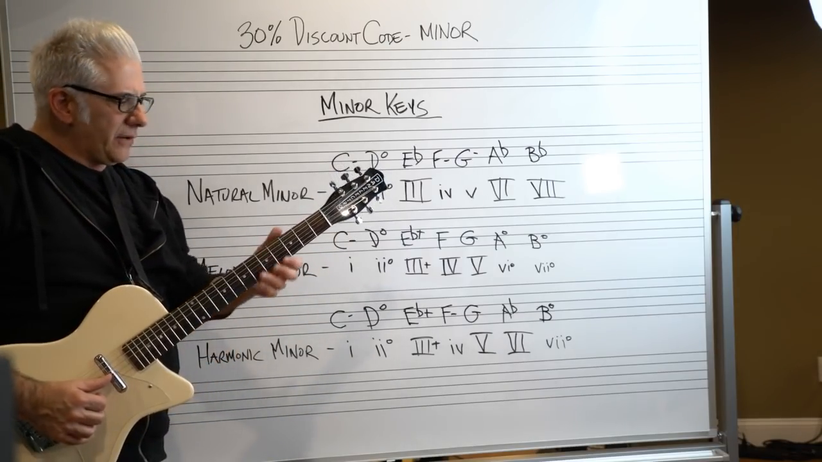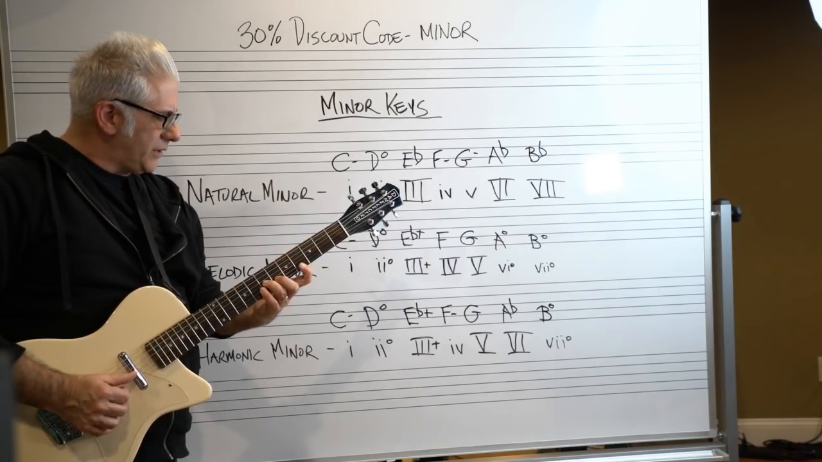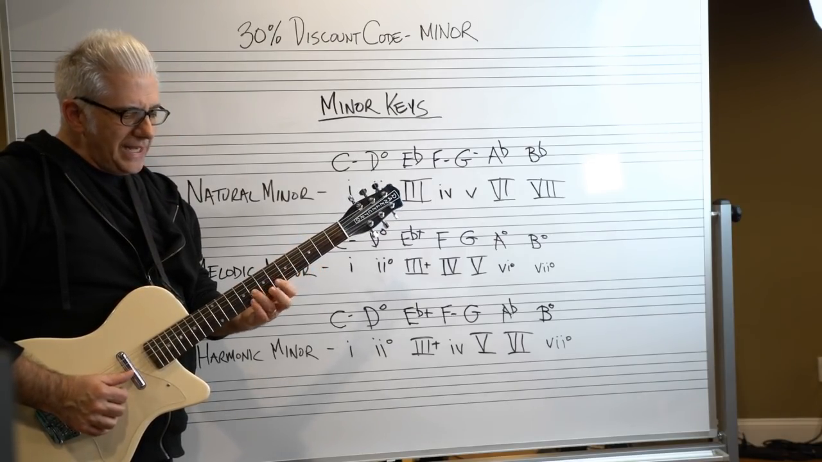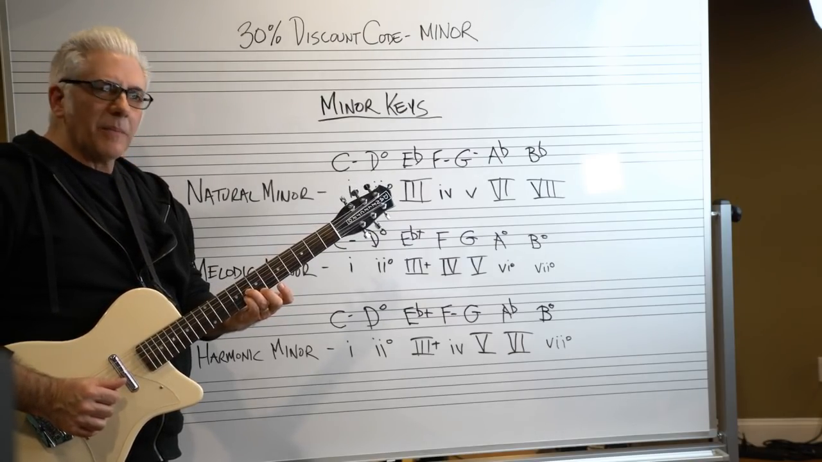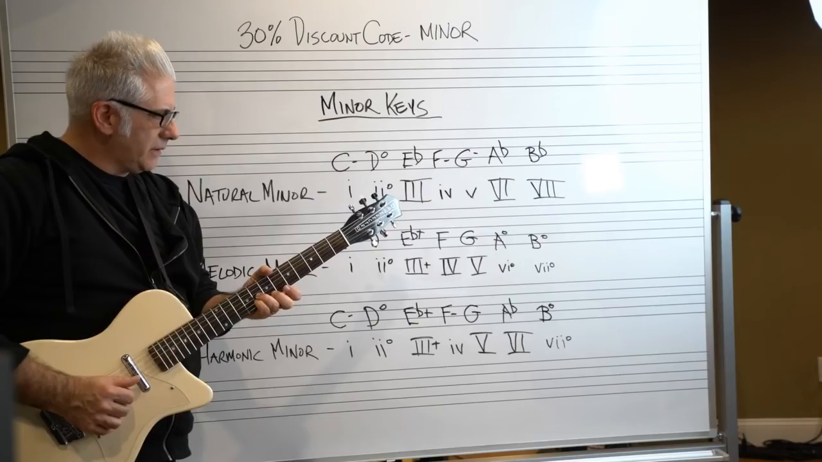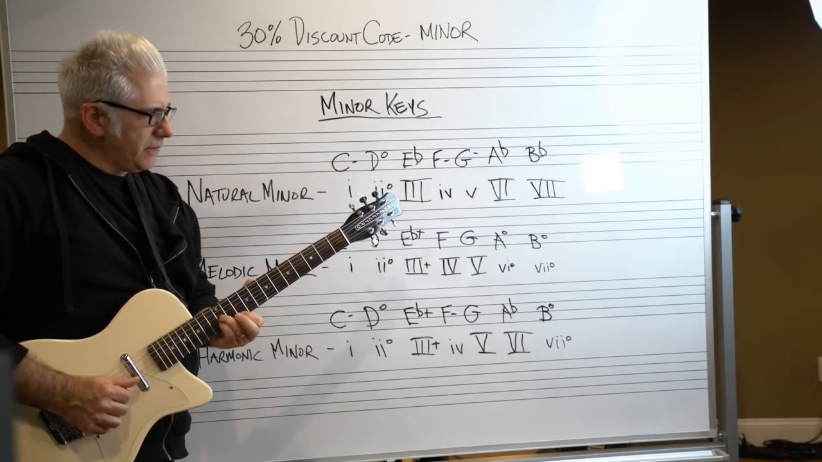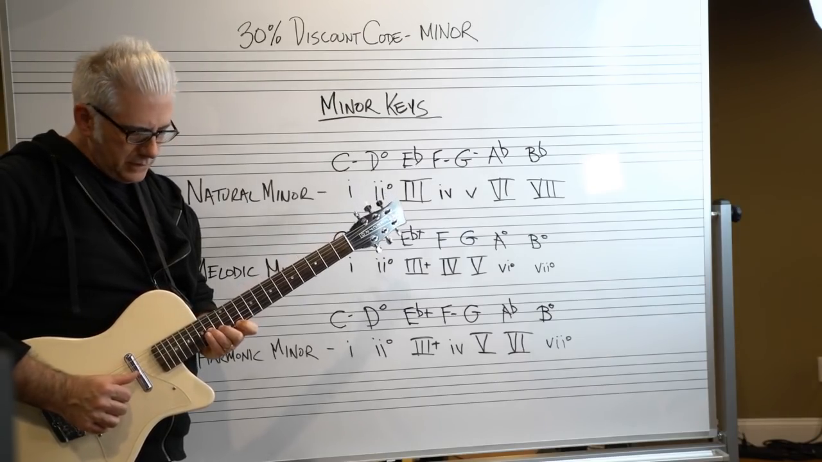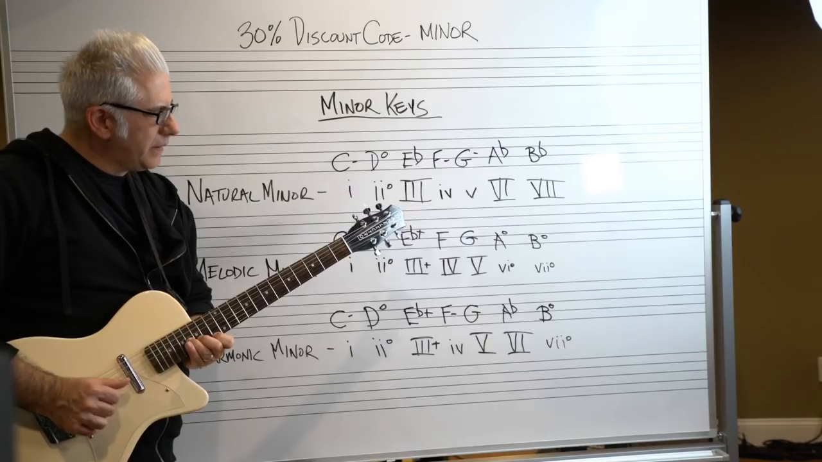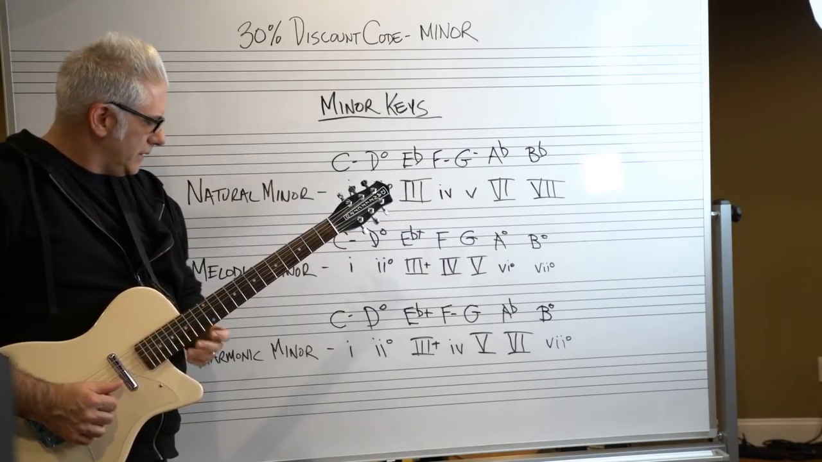C melodic minor is a little different. Starts the same, C minor, D diminished. But then on E flat, you have an augmented chord, E flat augmented. You have F major, G major, you have A diminished, and you have B diminished, okay? So it's a very different sounding scale.